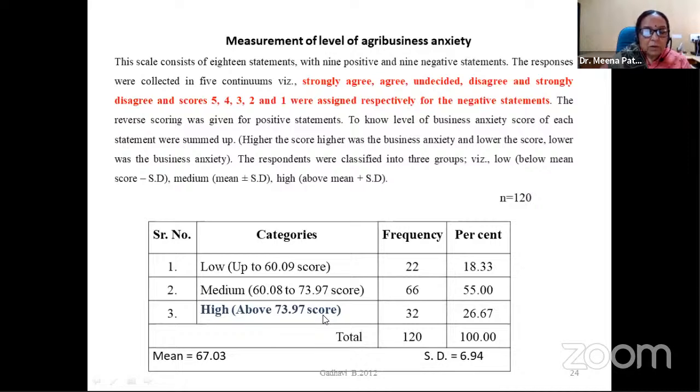That is the high level of business anxiety, that is mean plus SD. So this is how we are placing our respondents, that is 22, 66 and 32. This is the scaling technique, where we place respondents on a score, and based on that it was seen that the majority of the students of SAUs of Gujarat were 55% and 26.67% had a medium to high level of business anxiety. We can say that a number of factors are affecting this medium to high level of business anxiety.